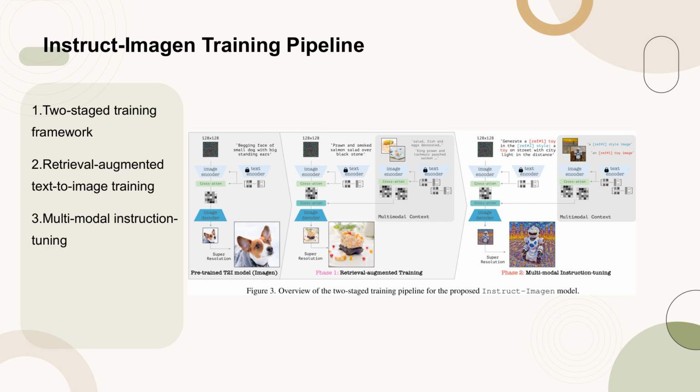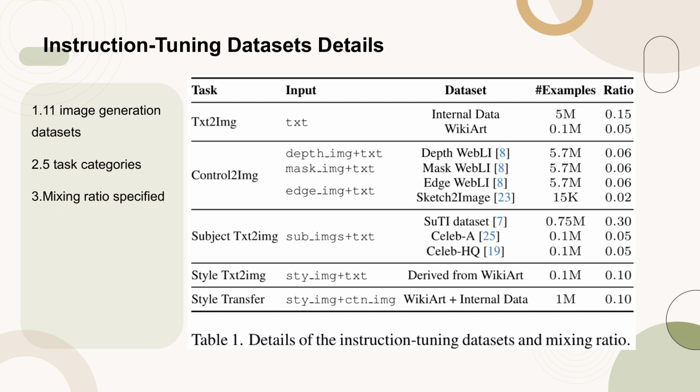The pipeline includes a retrieval-augmented training dataset constructed via domain-specific clustering of web image-text pairs, and a multimodal instruction tuning process that prepares diverse image generation datasets for fine-tuning. Table 1 provides a comprehensive overview of the instruction tuning datasets used in the training of the Instruct-Imagen model.